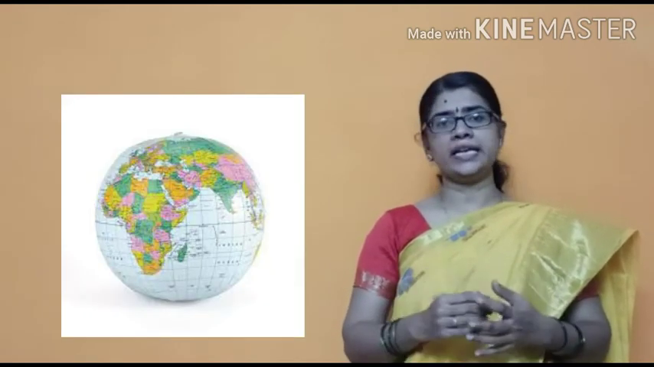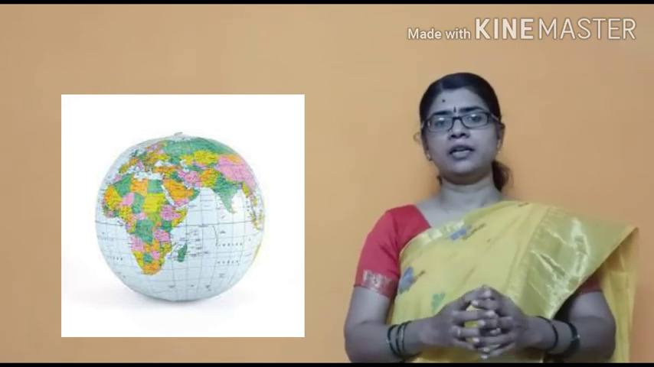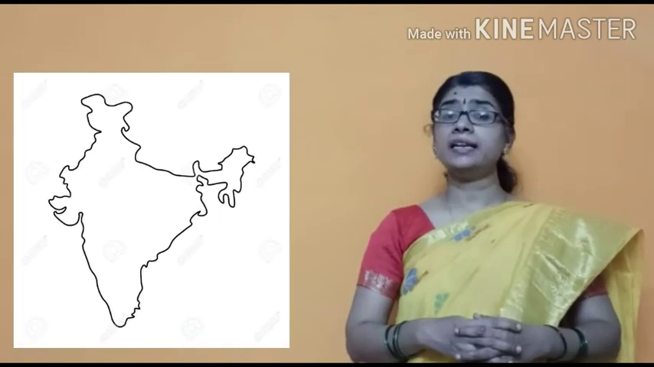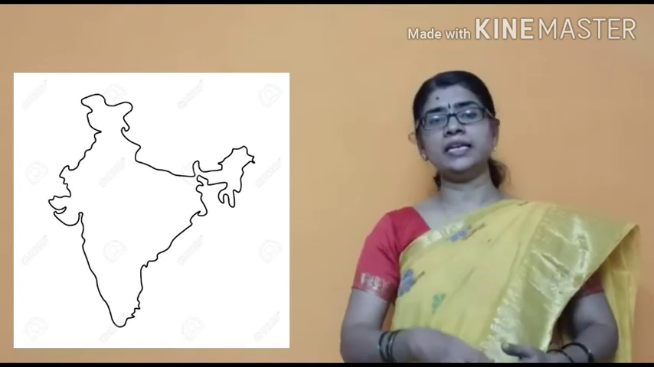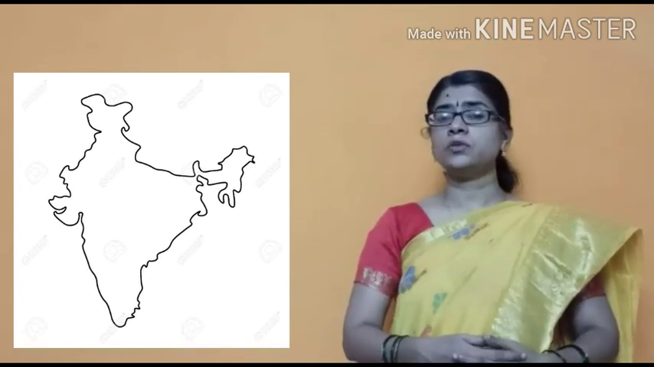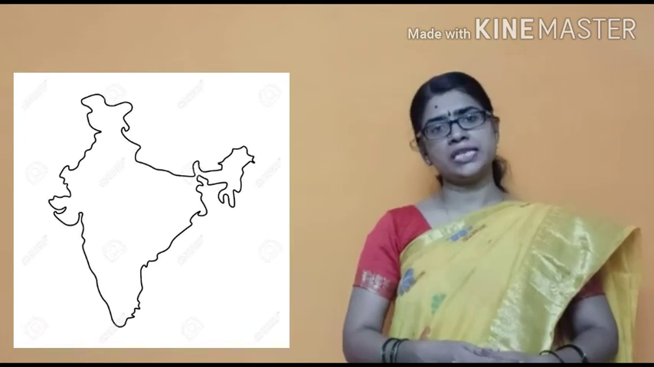On a globe, we can't see the whole earth. Half part of the earth only we can see. If you want to see the other part, you have to turn the globe. Whereas on a map, at a glance we can see the whole earth. If we open the page, we can see the whole earth at a glance. Isn't it, children? So these are the few differences between globe and map.